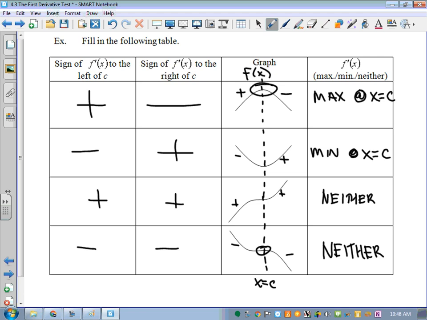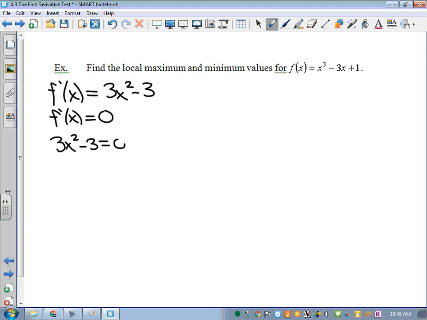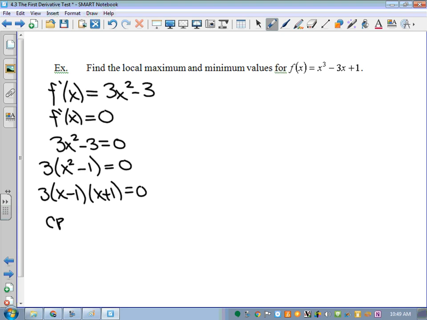Now, what this looks like is much more similar to the questions we've done in the past. To find the local max and minimum, we are still doing the same concept we did before. We're going to take f of x, determine what f prime of x is, so that's going to be 3x squared minus 3, and then we're going to determine what values of x make f prime of x equal to 0. Well, to do that, we solve 3x squared minus 3 is equal to 0. I can factor a 3 out, which leaves me with the difference of squares. So that's 3 times x minus 1 times x plus 1. So my critical numbers are going to be x equals 1 and negative 1.